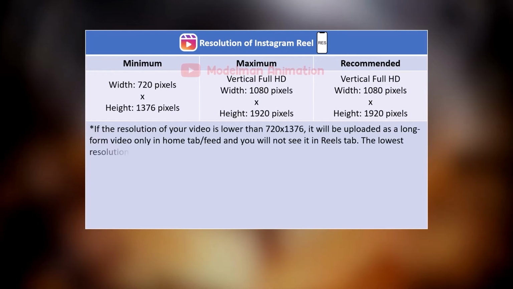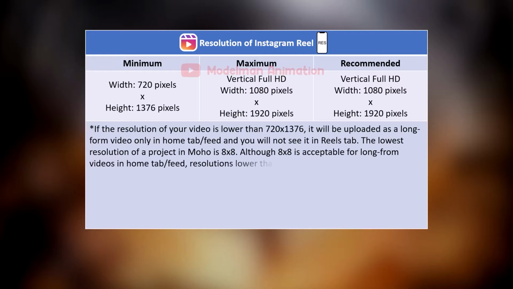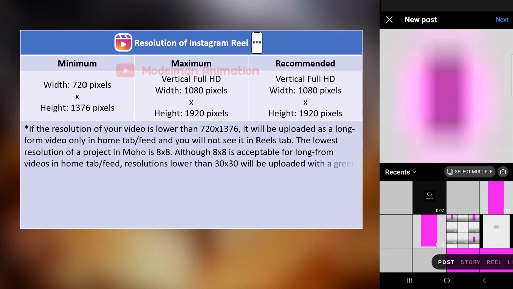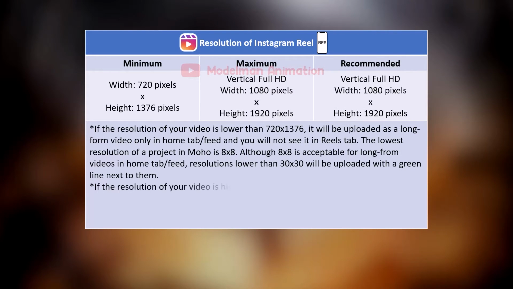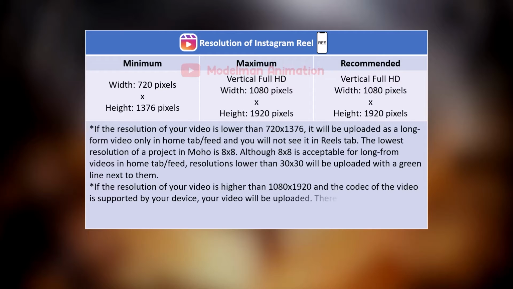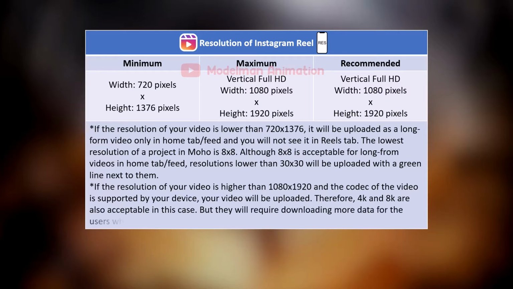In fact, the lowest resolution of a project in Moho is 8x8, and although 8x8 is acceptable for long-form videos in home tab or feed, resolutions lower than 30x30 will be uploaded with a green line next to them. And on the other hand, if the resolution of your video is higher than 1080x1920 and the codec of the video is supported by your device, your video will be uploaded. Therefore, 4K and 8K are also acceptable in this case, but they'll require downloading more data for the users who choose to watch videos with the highest quality.